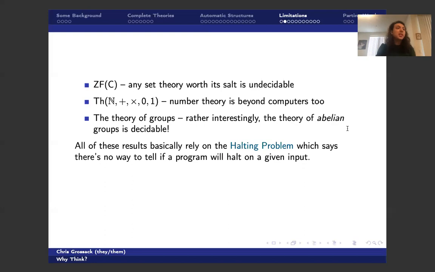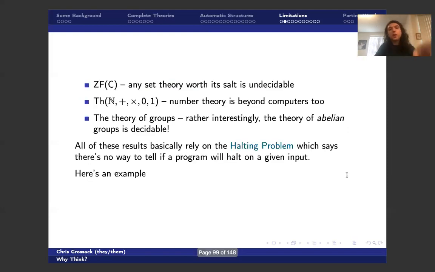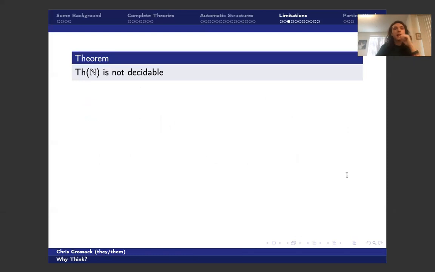And so the best you can do is run it and wait. Because the halting problem is undecidable, you can code up the halting problem in a lot of these ways, and that shows you that arithmetic is undecidable. So we're going to see an example of that on the next slide. Theorem: the theory of the natural numbers with plus, times, 0, and 1 is not decidable.